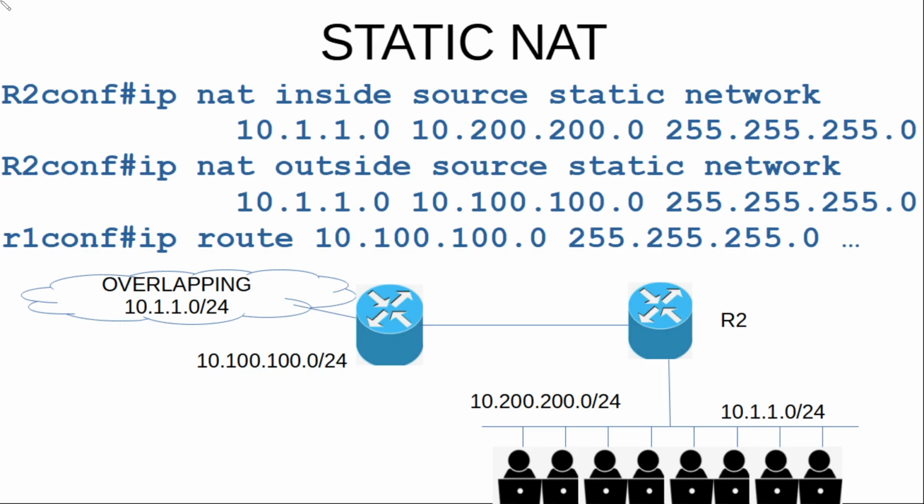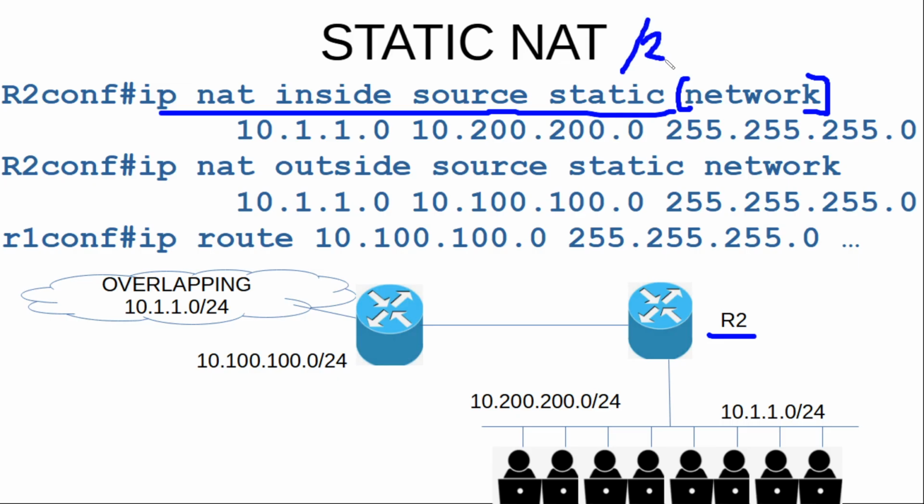Now, this is an example. For instance, when you have an overlapping network in this device, router 2, you will have to configure IP NAT inside source static with the parameter network. The parameter network will help you NAT complete sets of IPs. So in this case, with the parameter network, we are NATing a complete /24 network into a different /24 network.